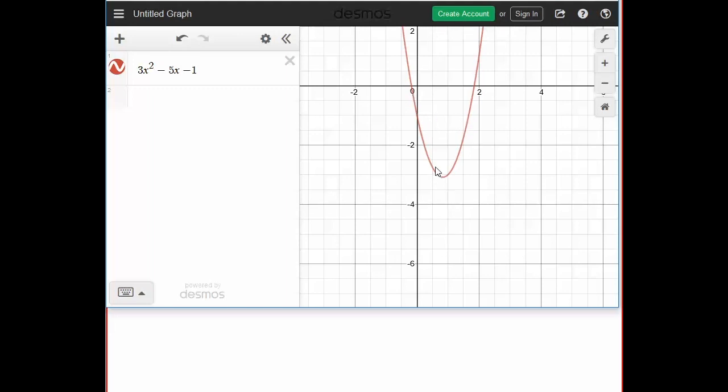So if I put a mirror right down the middle, and I'm thinking about right here, the distance to here would be the same as the distance to this side of the parabola. That line, that equation of the line, is the axis of symmetry. And for the purposes of our quadratic functions, they're always going to be an x equals equation.